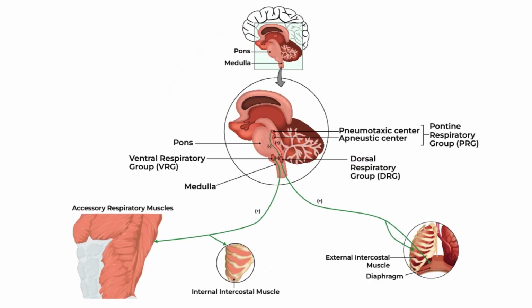In conclusion, the regulation of respiration is a complex process involving the integration of signals from various receptors and brain regions. It ensures that the body maintains a balance between oxygen uptake and carbon dioxide elimination to support cellular function and maintain homeostasis.